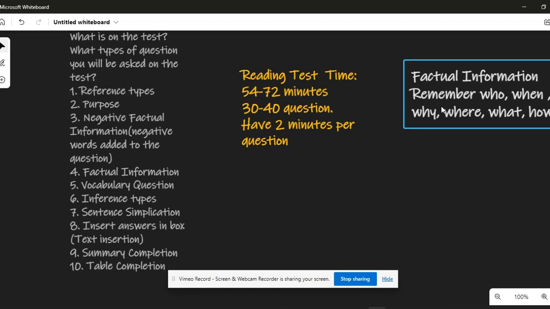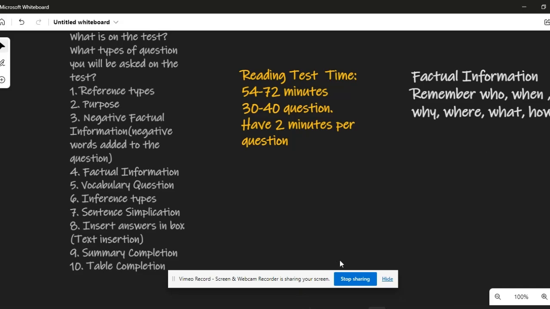So for factual information, I said remember who, when, why, where, what, how. If you see these types of questions, that means they are related to factual information. That means these are factual type questions. There is another name for it. It will be helpful if you remember that factual information questions can also be called detail questions, because you have to know the details to answer those questions properly.